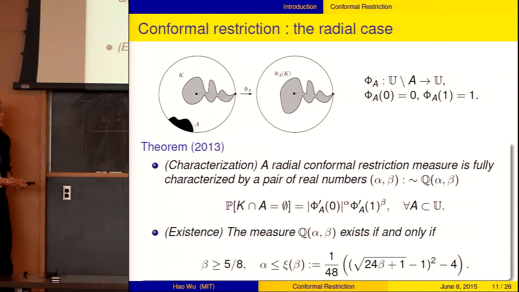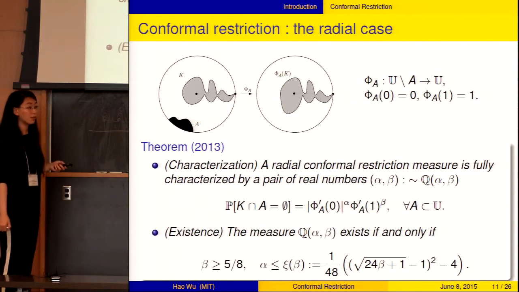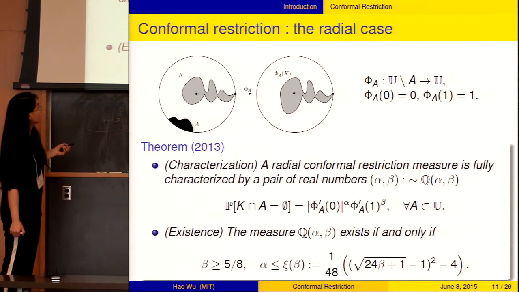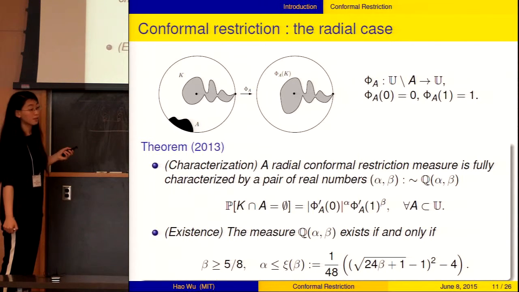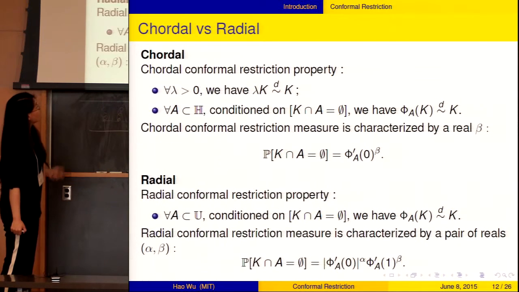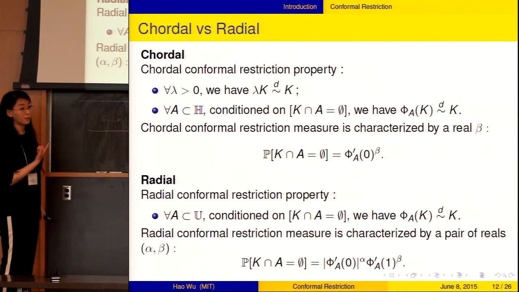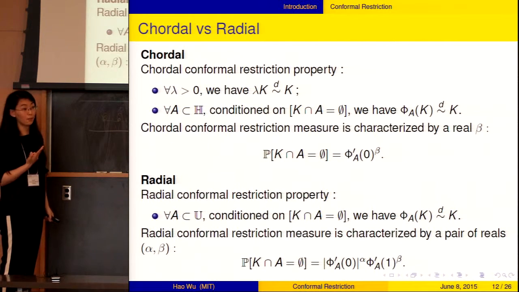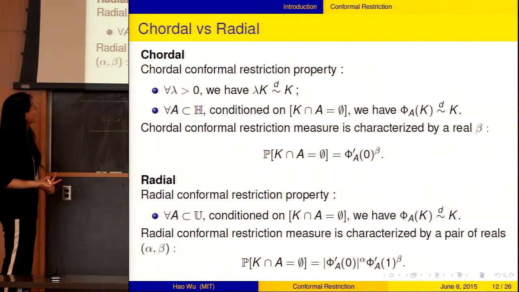And in my talk, I will talk about the idea of the proof of these two main results. Before I talk about the idea of the proof, let us see why there is a difference between the Chordal and the radial case. Because we can see that in the Chordal case, we only have one parameter, but in the radial case, we have two parameters. Why is this so different?